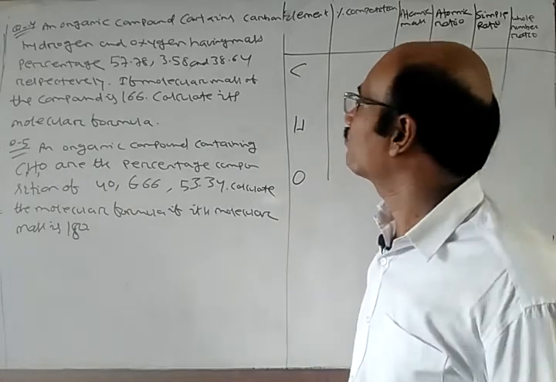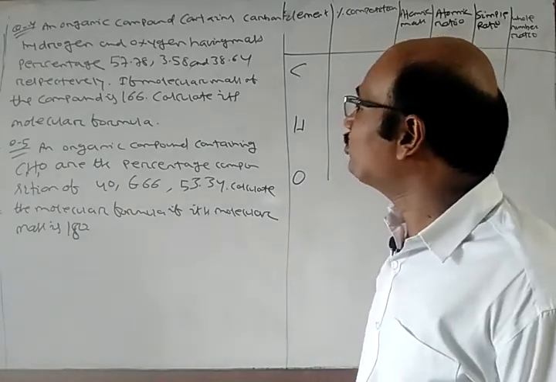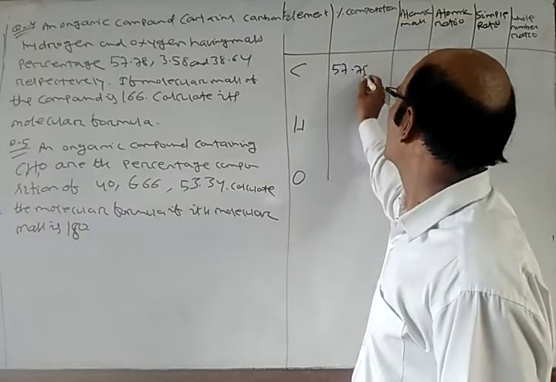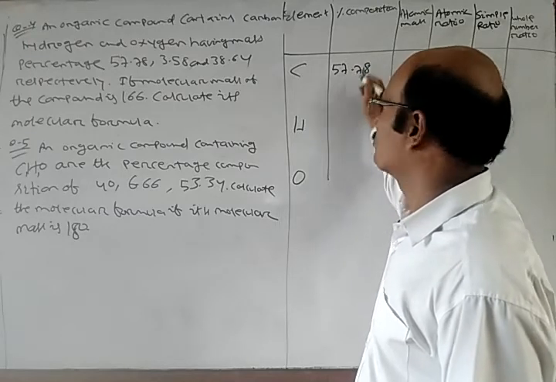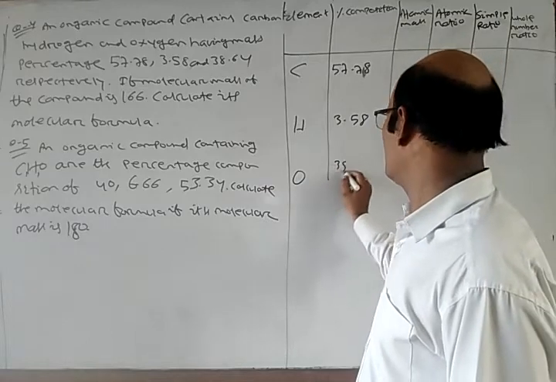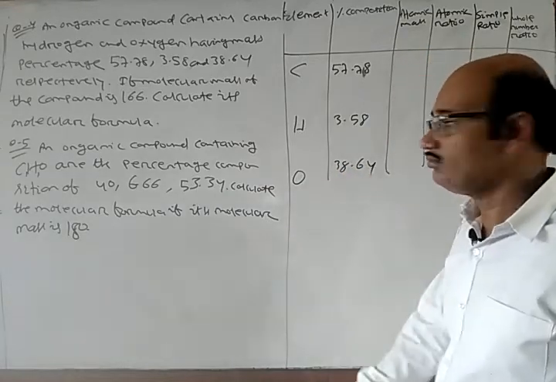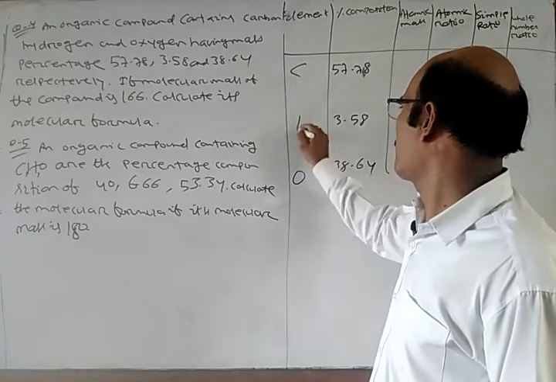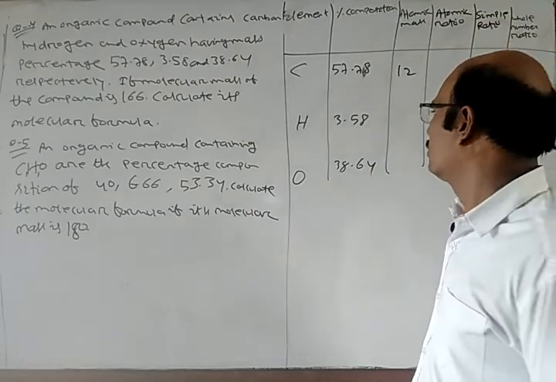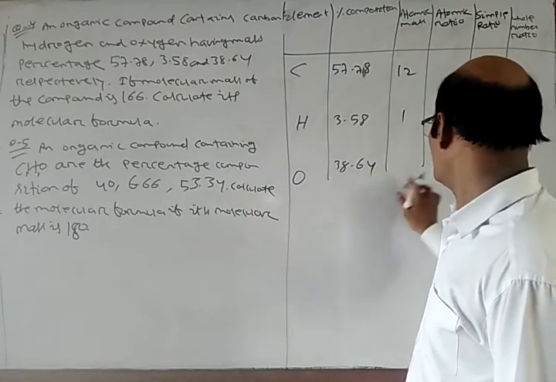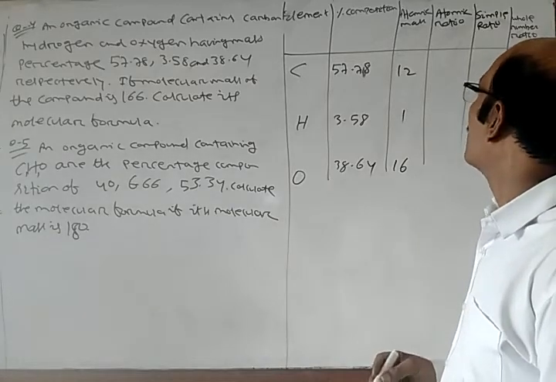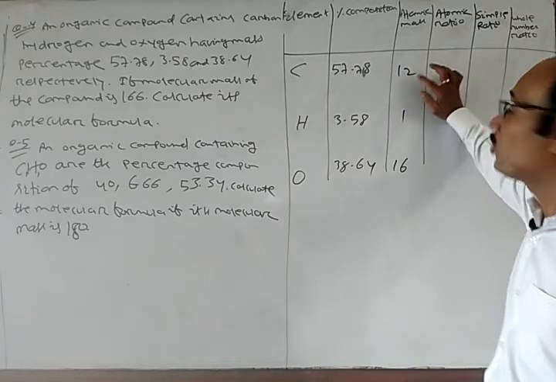Okay. Now having mass percentage of 57.78. So carbon how much? 57.78. Hydrogen how much? 3.58. Oxygen how much? 38.64. Okay. Now what is the atomic mass of carbon? 12 here. Hydrogen 1 here. Oxygen 16 here.